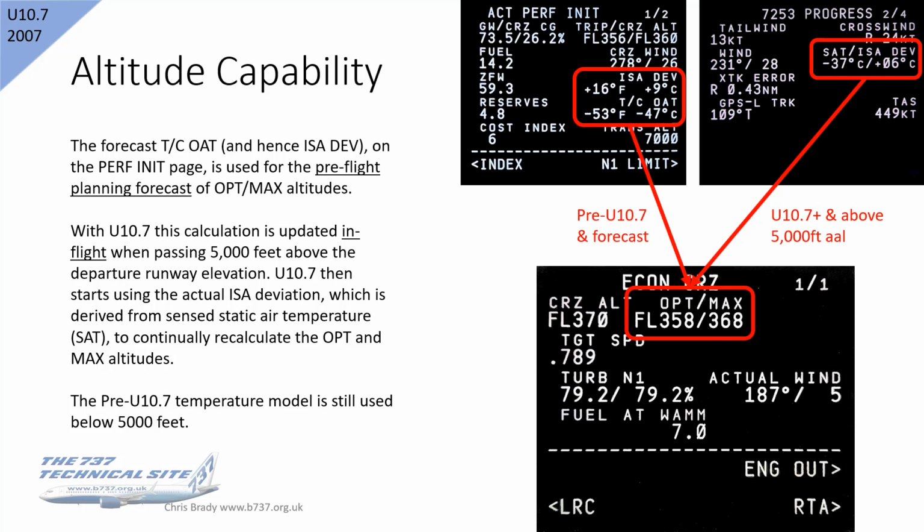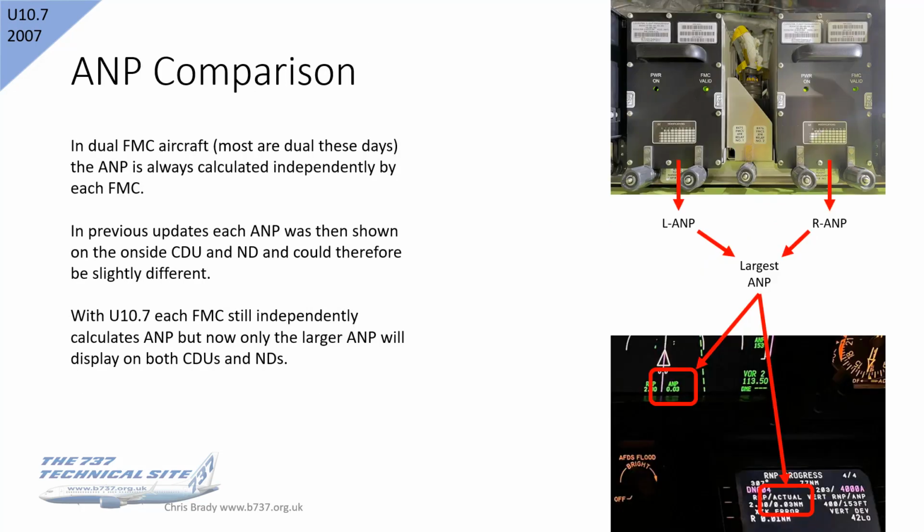For what it's worth, below 5,000 feet, the pre-10.7 temperature model is still used. In other words, the figures from perf init.